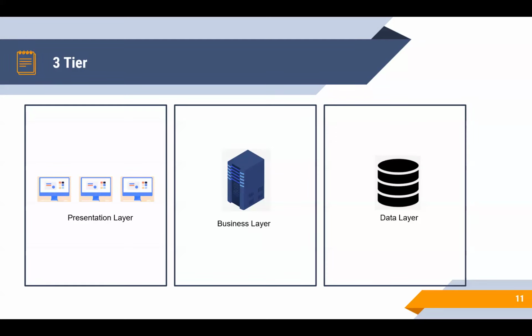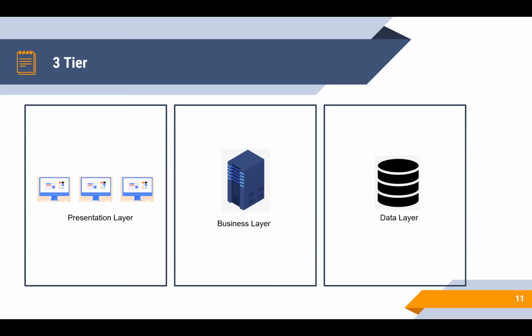In one machine we have the presentation layer, in the second machine the business layer, and in the third machine the data layer. But one thing always remember, guys, what I am explaining, one tier architecture, two tier architecture, three tier architecture: the end user or client is always going to interact with which layer? Presentation layer.